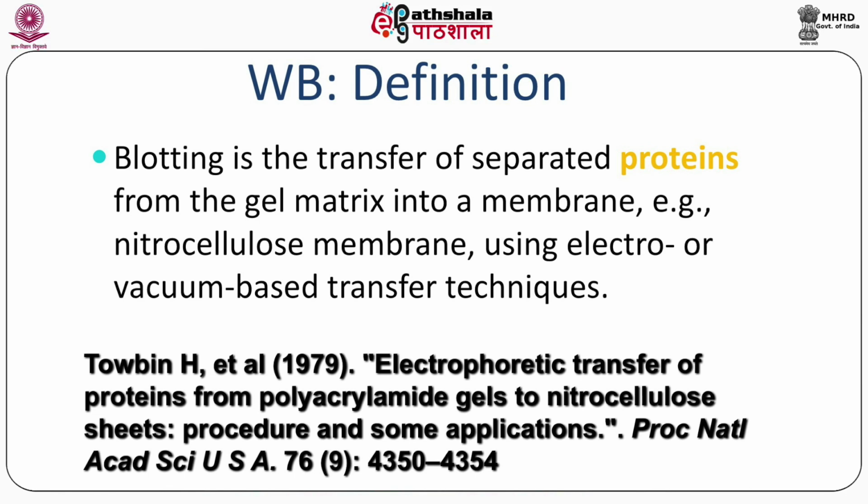So the Western blot definition is the transfer of the separated proteins from the gel matrix onto membranes, for example nitrocellulose membranes, using vacuum transfer or electrical transfer. Towbin, back in 1979, described the electrophoretic transfer of proteins from polyacrylamide gels to nitrocellulose sheets, and he talked in great detail about the procedure in PNAS, which is a very old article, and everyone nowadays is aware of all the development in this particular area.